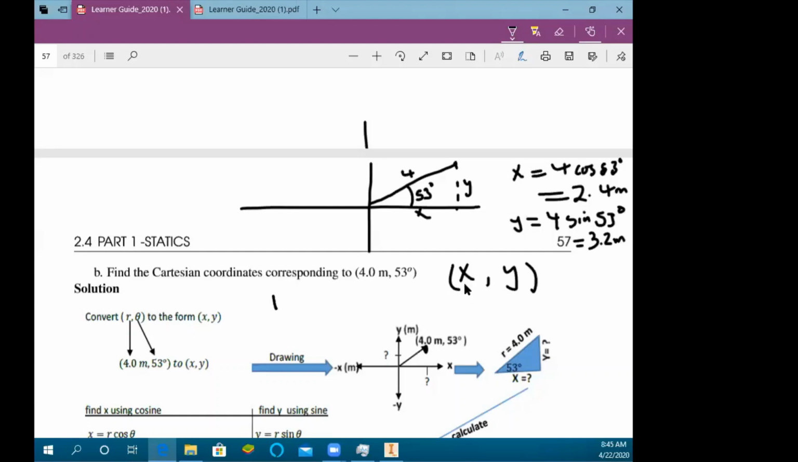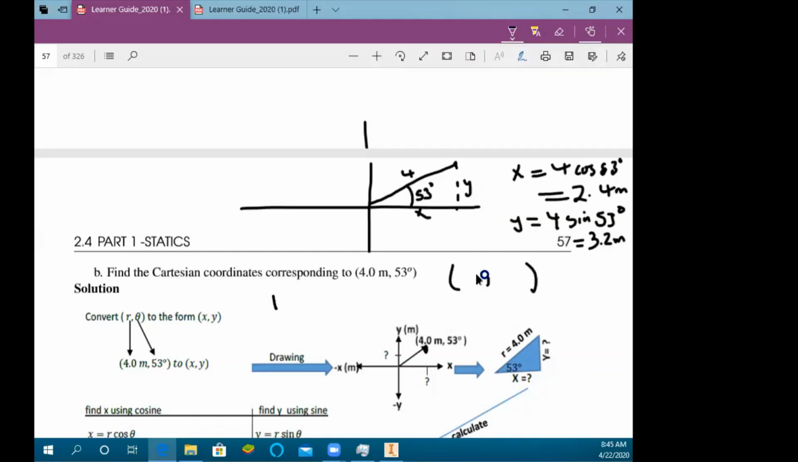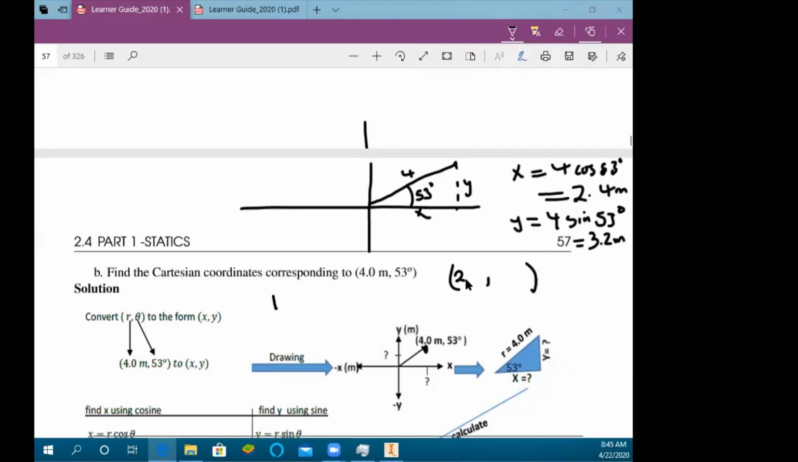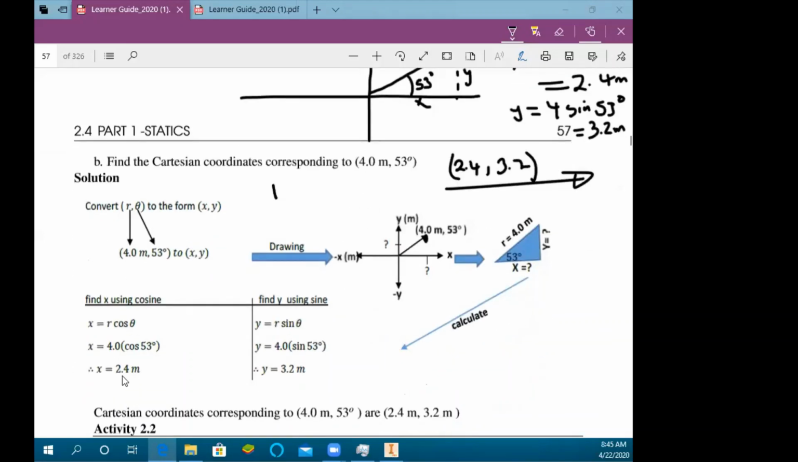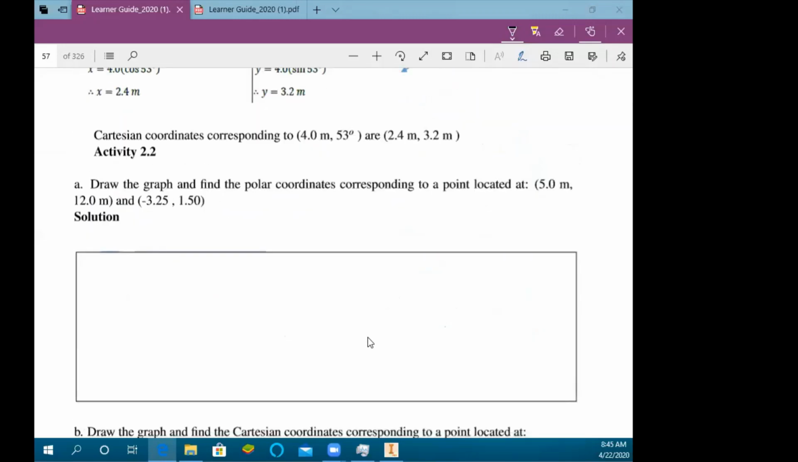Okay, great. So our Cartesian coordinates become, we just need to replace these values here. They become 2.4 and 3.2, isn't it? Yes. Okay, now let's go on to activity 2.2.